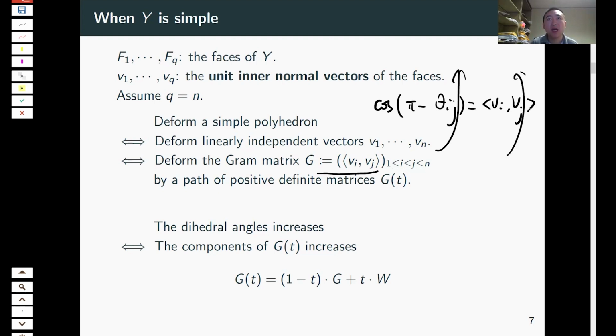And by our assumption, every pair of faces forms a dihedral angle, meaning that all components in the Gram matrix are considered. So now, to increase the dihedral angles, we just need to increase the components, and we have a very simple formula. Just define G(t) to be (1 minus t) times G plus t times W, where W is a matrix of all ones.